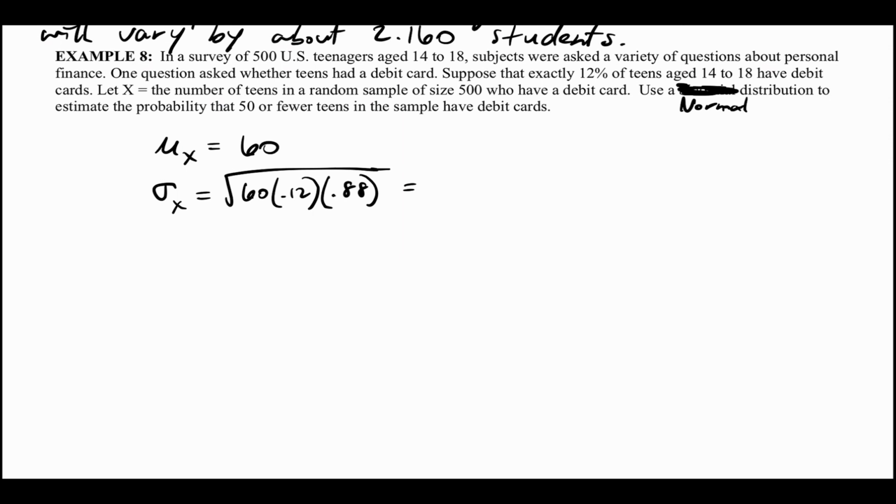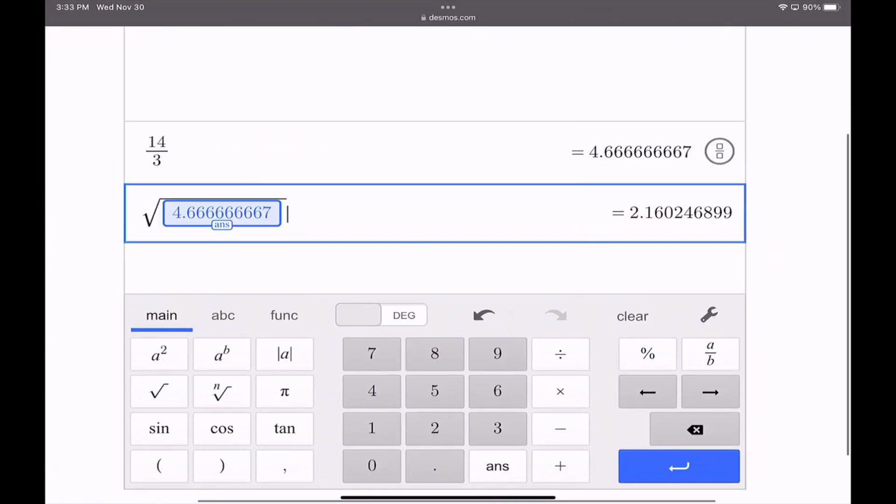The mean and standard deviation: we already got the mean. The mean is 60. So the mean was n times p, right? N is 500. P is 0.12. Okay, so what was it? Let's see. Give me one second.